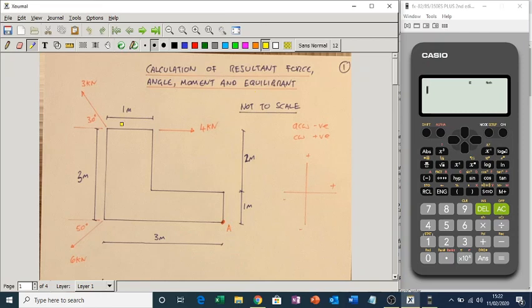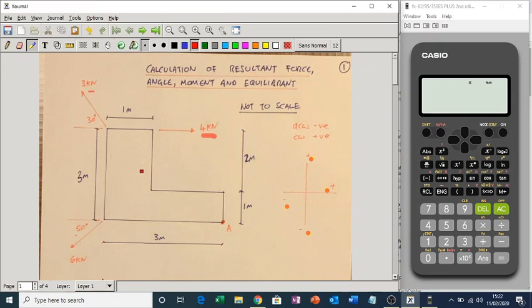So there's my little diagram. It's not to scale. I've got a 4 kilonewton coming this way, and I'm calling anything going this way positive, anything going up positive, anything coming down and to the left negative. So I've got a 4 kilonewton force there, a 3 kilonewton at an angle from the horizontal, and a 6 kilonewton coming down there at 50 degrees from the horizontal.